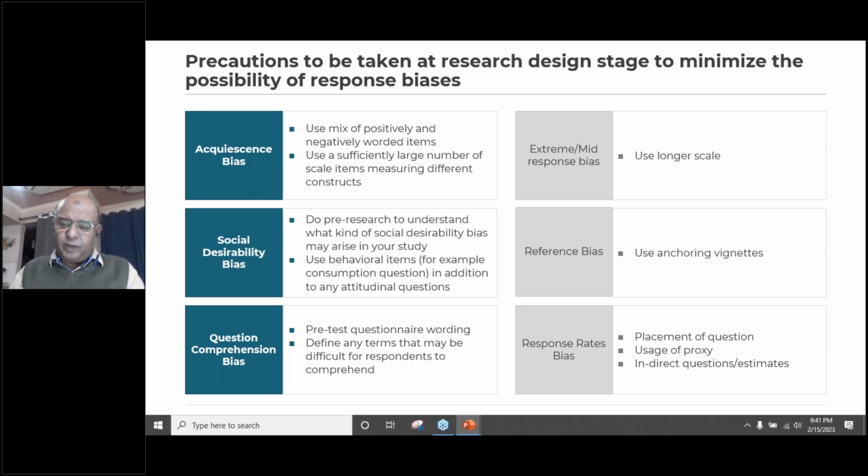The placement of questions and the usage of proxy or indirect estimates are all things that market researchers often include in their surveys when they believe that a certain section of the population may not want to answer certain parts of the questionnaire.